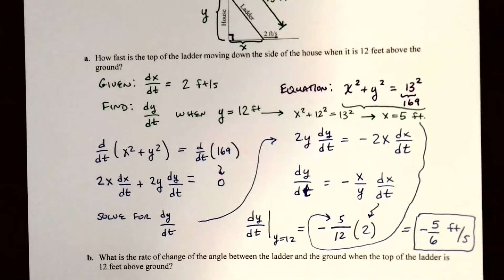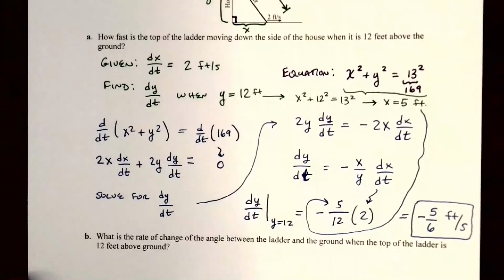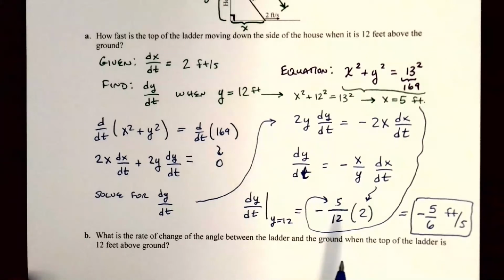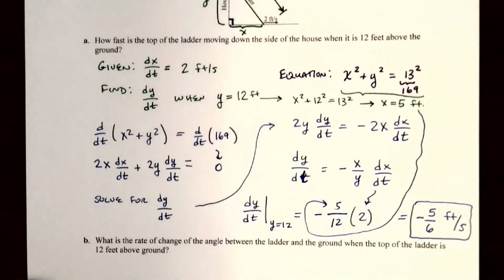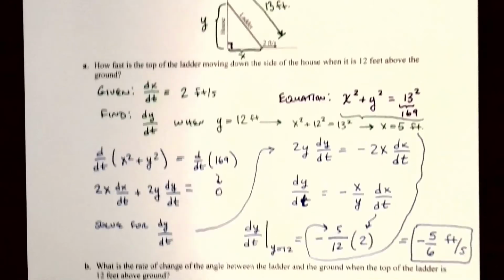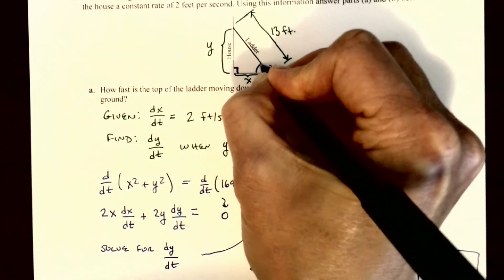Okay, a little variation real quick on this one. The same picture is going to help us with part B. What is the rate of change of the angle between the ladder and the ground when the top of the ladder is 12 feet above ground? So now we're looking for the rate of change of the angle. Where's the angle between the ladder and the ground? Let's draw that. The angle between the ladder and the ground is right here.